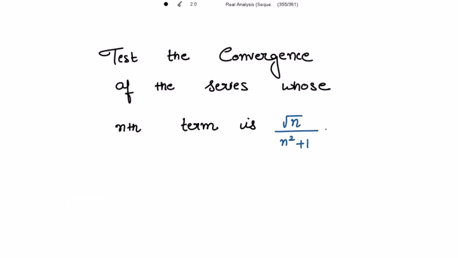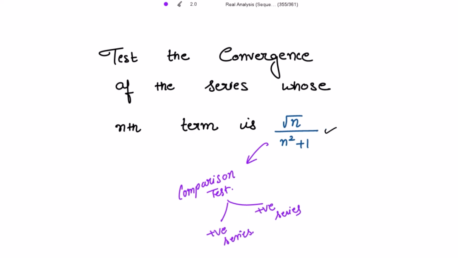We need to test the convergence of the series whose nth term is this. Here I am interested to use the comparison test. Why comparison test? Because for the comparison test we need two positive series. We can take one series to be square root n divided by n square plus 1 as it is, and another series to be square root n divided by n square.